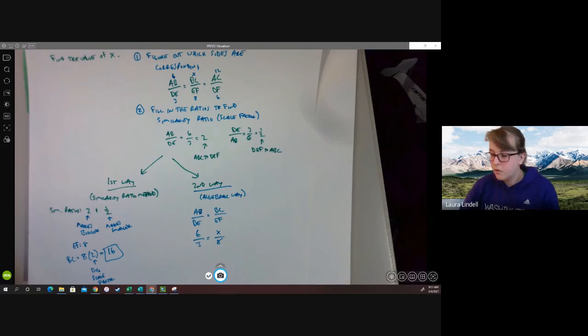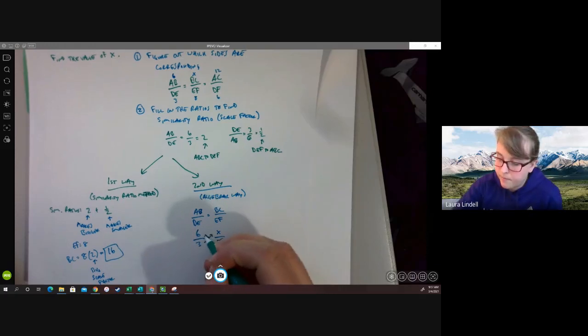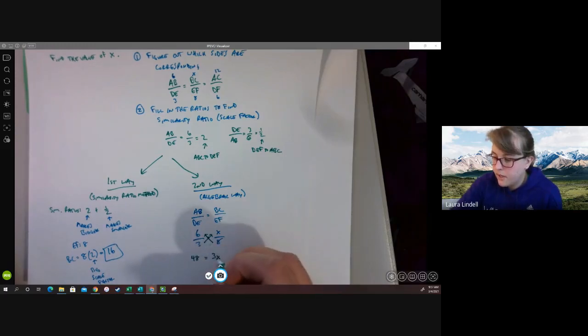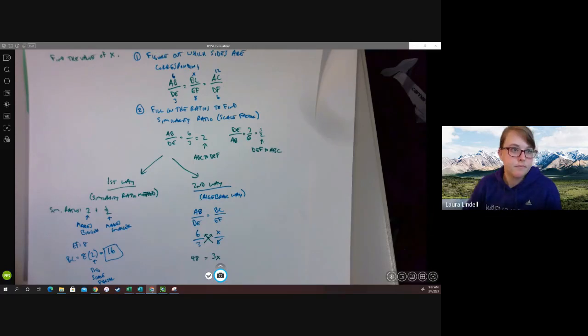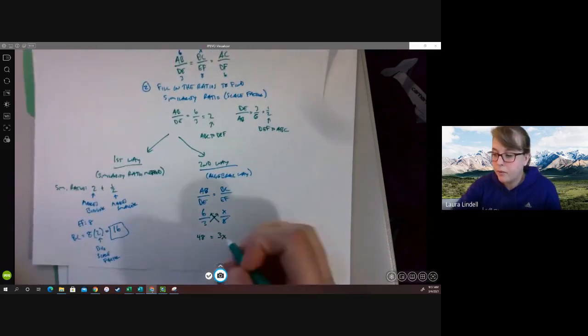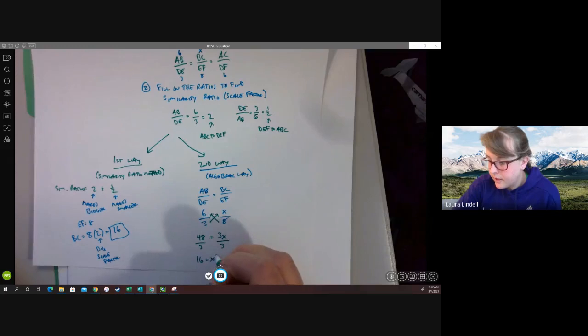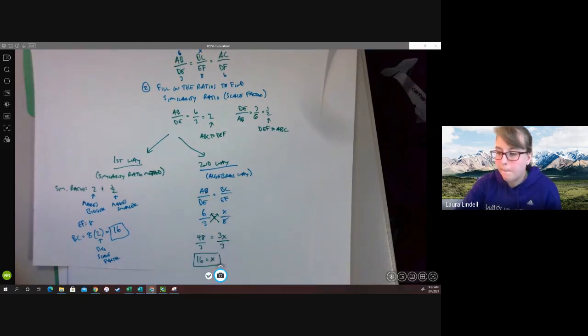So if you've seen problems like this before, what we had to do was cross multiply. 6 times 8, which is 48, equals 3 times x, which is 3x. Then we have 48 equals 3x, so we divide by 3 on both sides to get x is 16. So BC is 16.